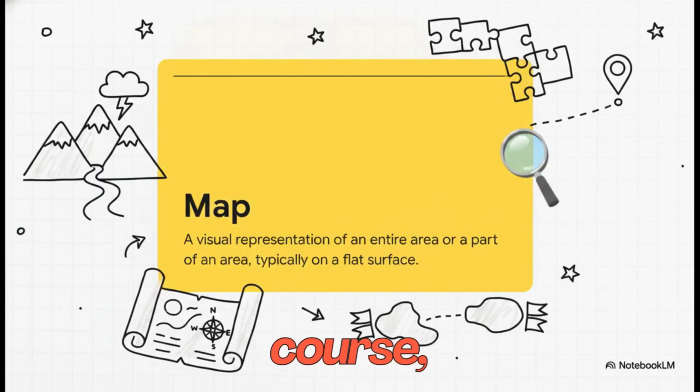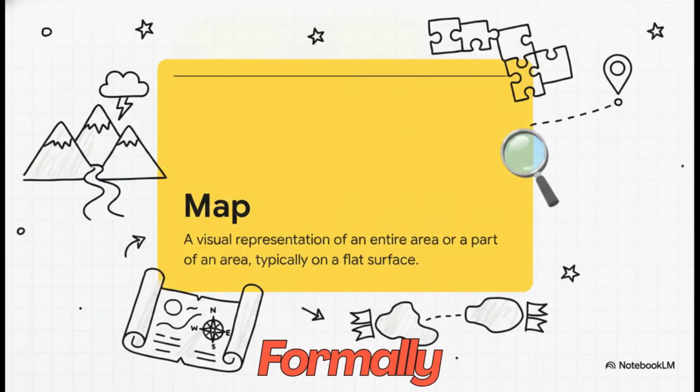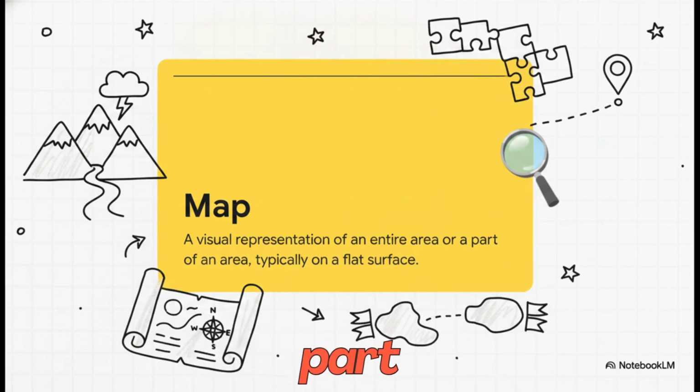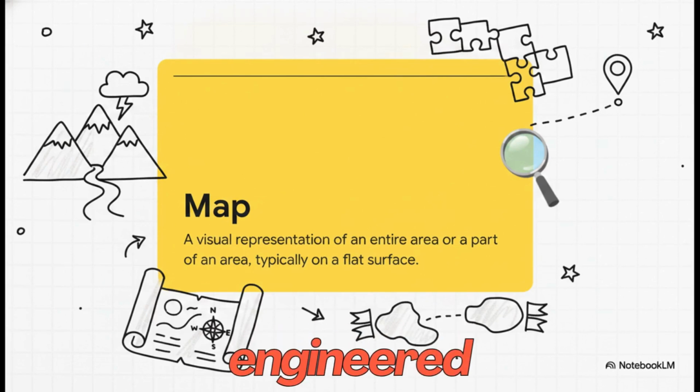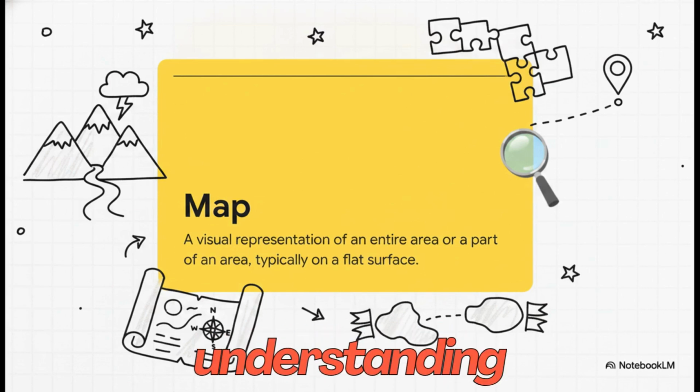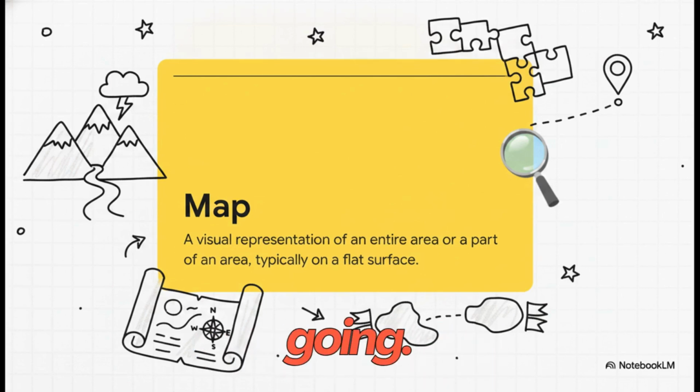Well, the answer, of course, is a map. Formally speaking, a map is a visual representation of an entire area or a part of an area, typically drawn out on a flat surface. But honestly, it's way more than just a drawing. It is literally the ultimate engineered solution for navigating our world. Whether you're looking at physical features like rivers and valleys, or political boundaries separating countries, maps are the absolute key to understanding exactly where we are and where we're going.